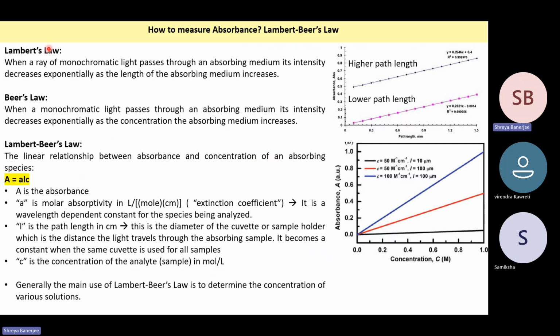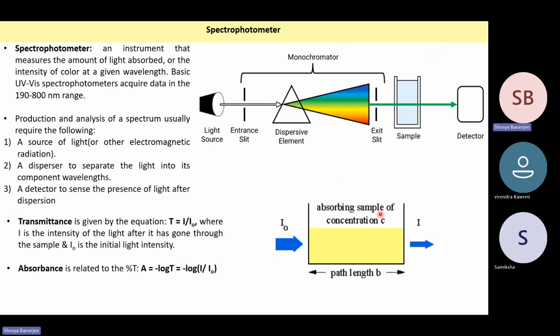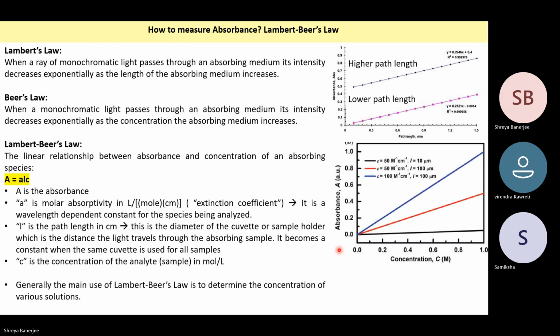There is something called Lambert's law, which states that when a ray of monochromatic light passes through an absorbing medium, its intensity decreases exponentially as the length of the absorbing medium increases. You can understand this practically. As you increase the length of this sample, the intensity of the light transmitted after the sample will decrease, because the greater the path length, the more absorption is happening.